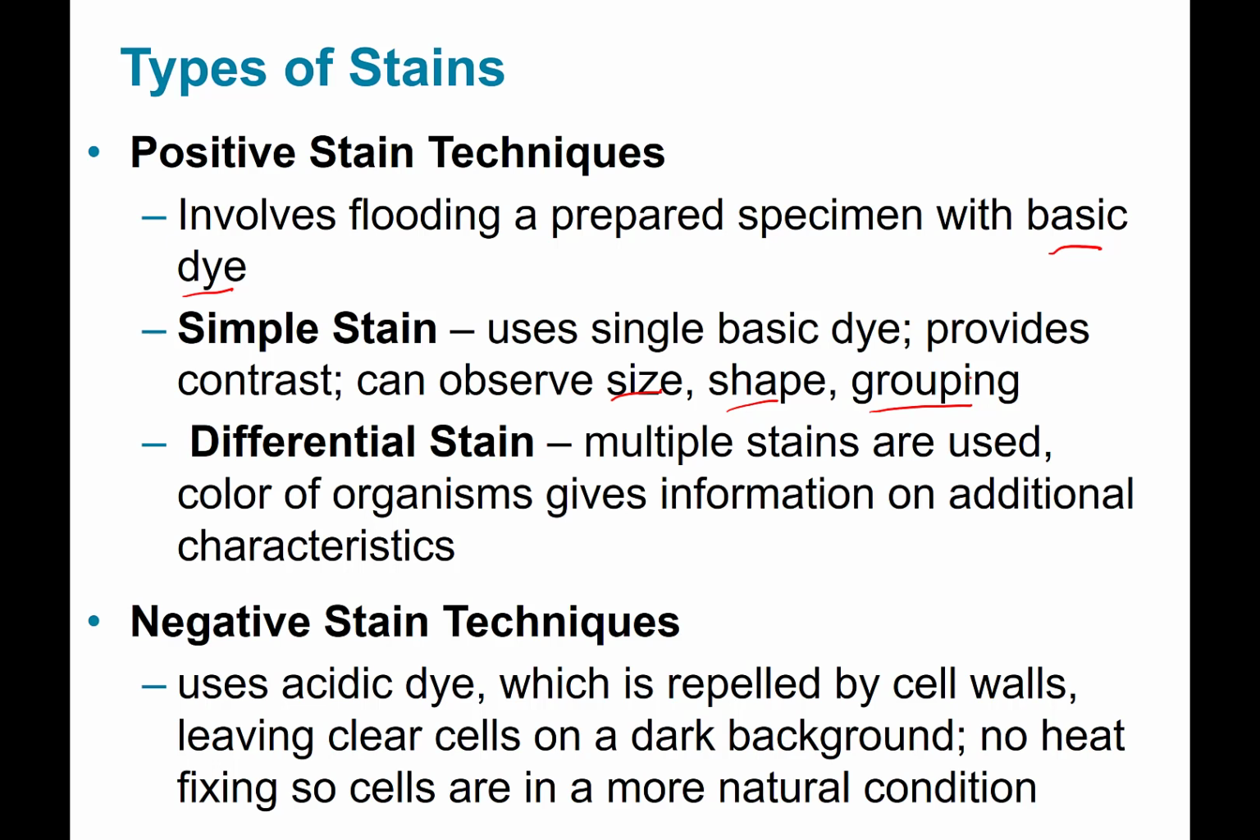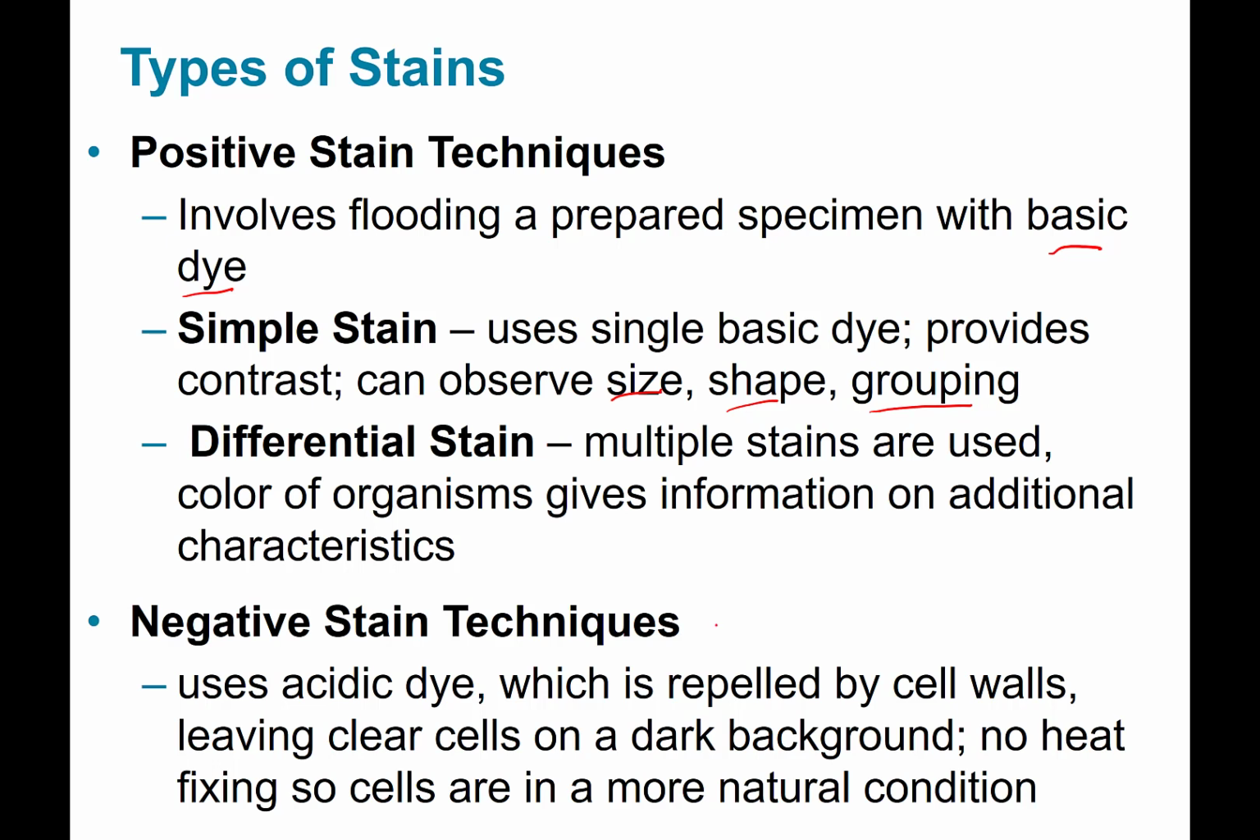With a differential stain, you are going to use multiple stains, and the color of the organism will give you information on additional characteristics. So for differential stains, the most important one is the gram stain, and it allows you to differentiate what we call gram-positive organisms from gram-negative organisms. I am jumping ahead. I haven't talked about gram-positive or gram-negative organisms, but you can differentiate those two large groups using a differential stain, specifically the gram stain. There are other types of differential stains.